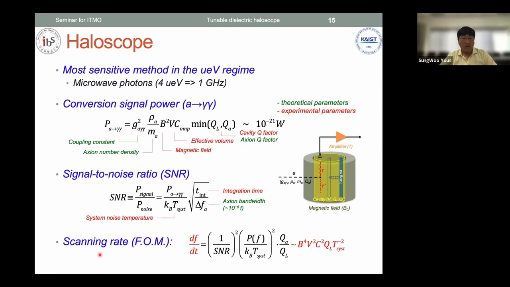The relevant quantity we call the scanning rate: how fast you can scan a given frequency range, for a given sensitivity, given signal to noise ratio. By combining these two quantities and massaging a little, you end up with your scan rate like this. The magnetic field B is a fourth-power term, the volume is a square term, Q is linear, and the system temperature is squarely inversely proportional. These are the experimental parameters that we have to improve.